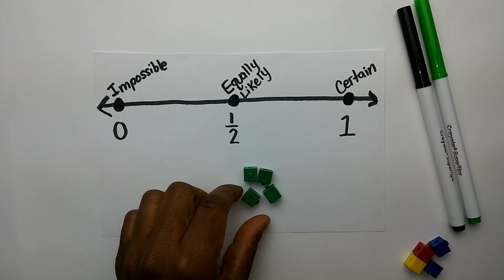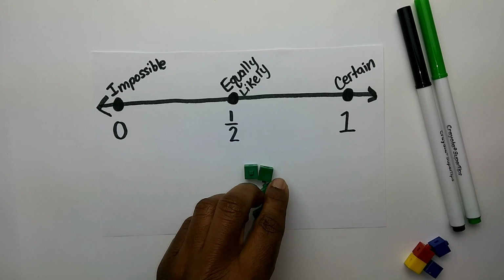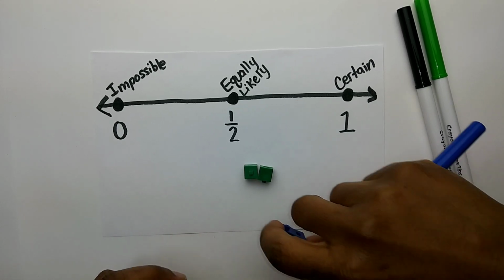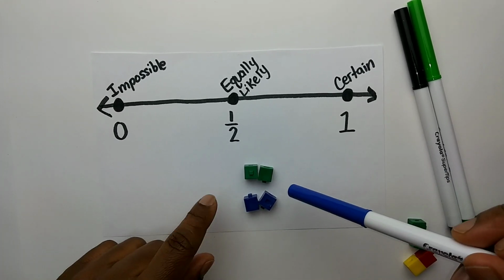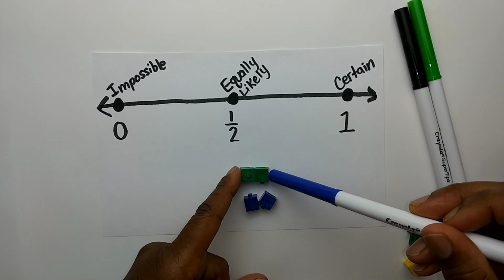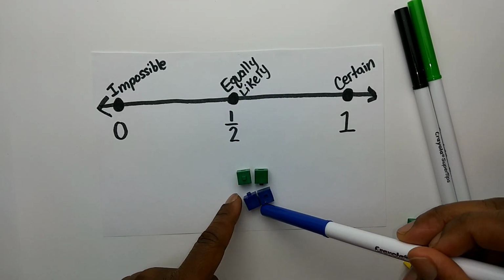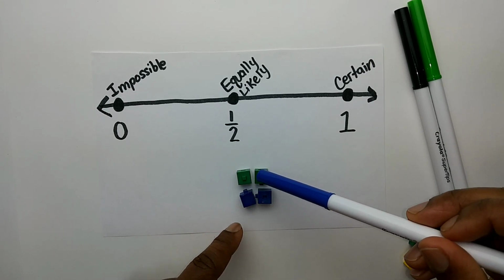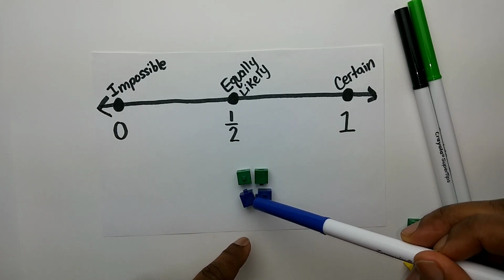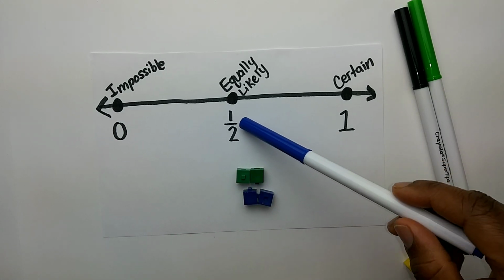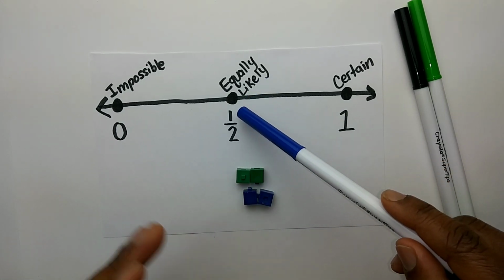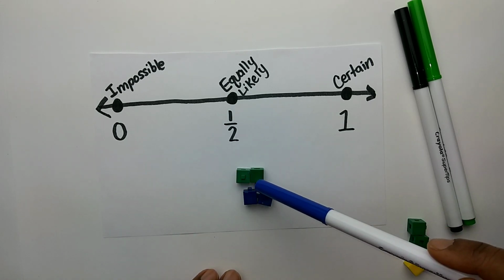If I remove these 2, and replace them here with 2 blues, and I say, okay, now what is the probability that I'll pull a green? You will say, okay, 2 of them are green, the other 2 are blue, and since 2 out of the 4, which is actually half of them, are green, it will be an even chance or equally likely that I'll pick a green.